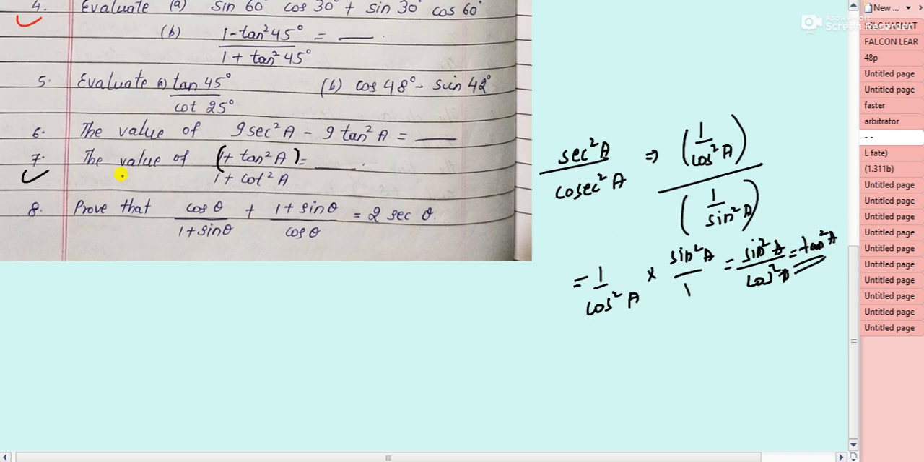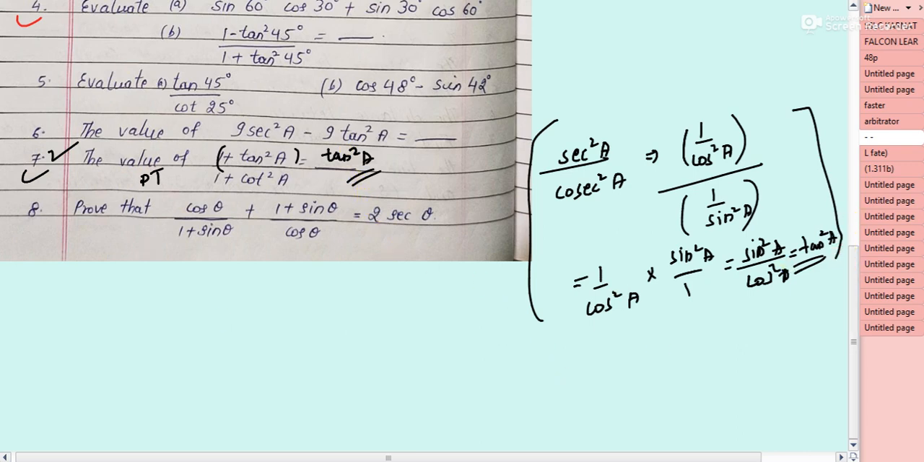This type of question you can also get in the form of "prove that this by this is equal to tan square A." That type you will get for 2 marks. So just follow this step, you will get the answer. Understood? I hope it's clear.